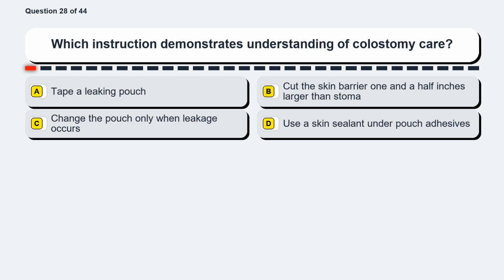Question 28. Which instruction demonstrates understanding of colostomy care? Option A, tape a leaking pouch. Option B, cut the skin barrier 1.5 inches larger than stoma. Option C, change the pouch only when leakage occurs. Option D, use a skin sealant under pouch adhesives.